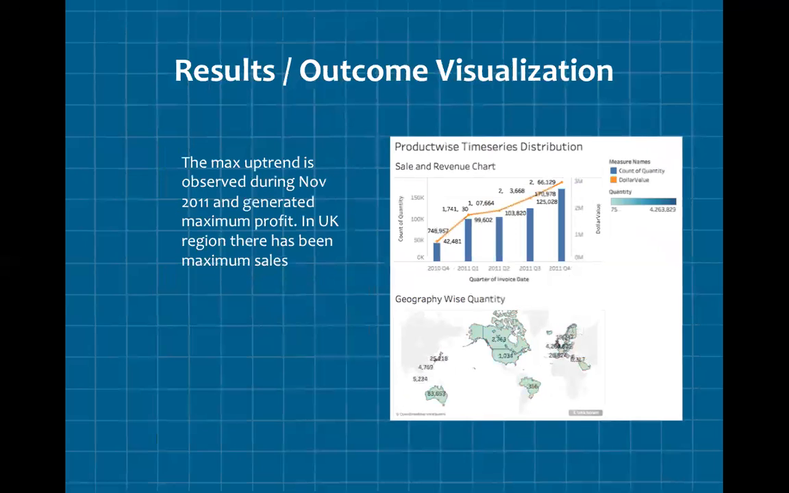We also tried to derive the product-wise time series distribution, where we have listed out all the dollar amounts over the period of time and the quantities that have been on sale, and also which location is more dense with respect to quantity and sales. So that's the visualization, and we see that the maximum profit and revenue has been generated in the UK for 2011, and specifically in 2011 Q4. That's the outcome of this visualization.